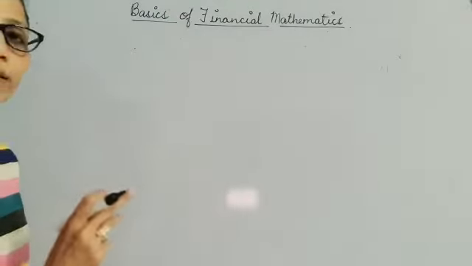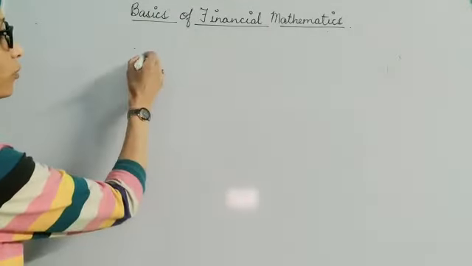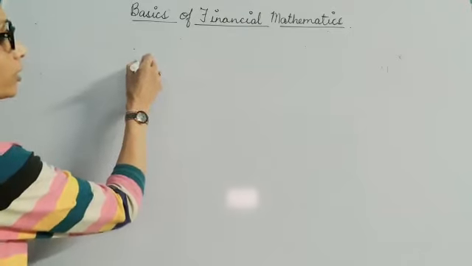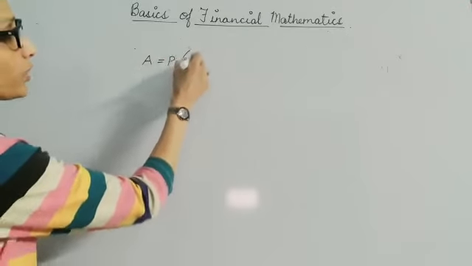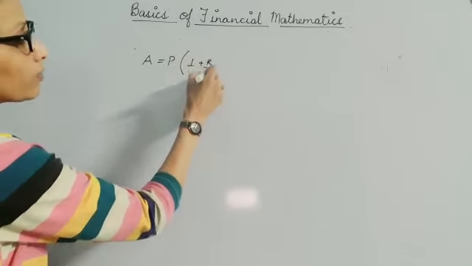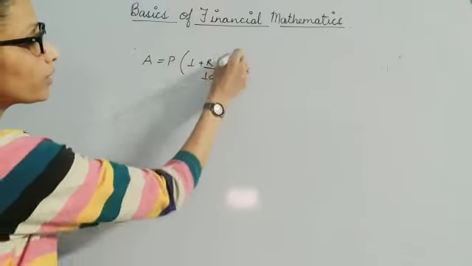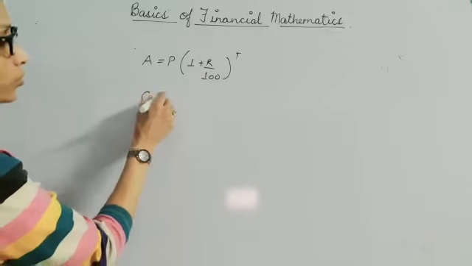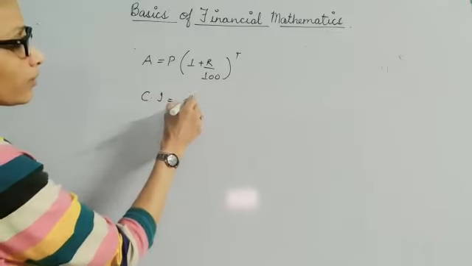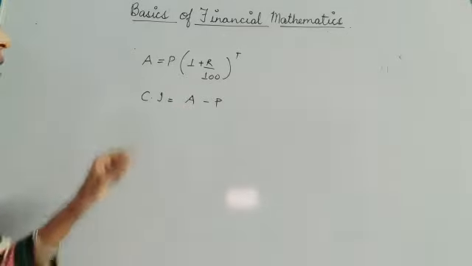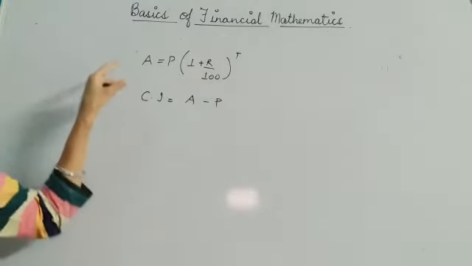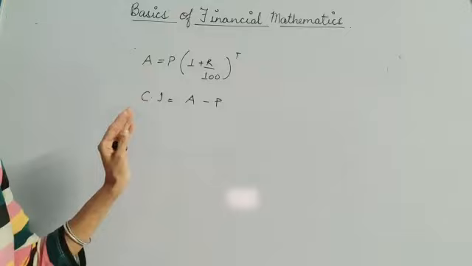It is interesting to know that we can find out compound interest first of all by finding the amount. So amount here is given by A equal to P (1 plus R by 100) raised to power T, and compound interest can be calculated by subtracting P from your amount. This is the formula which you have to remember to find out compound interest.